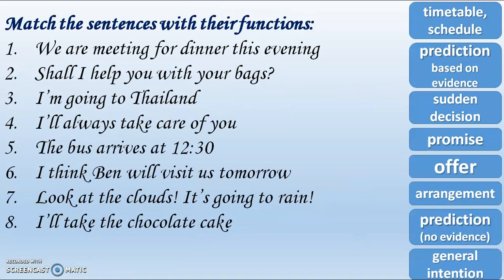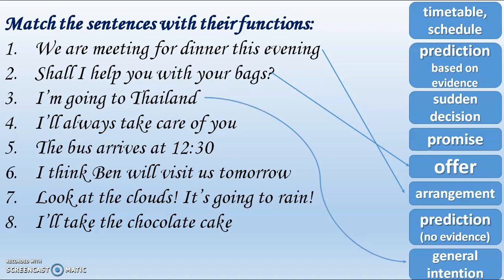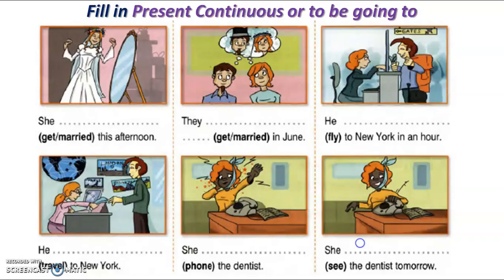Now, you have here to match the sentences with their functions. First one, we are meeting for dinner this evening. What is it? It is an arrangement. It is a personal arrangement, and we have used present continuous. Shall I help you with your bags? It is an offer. I'm going to Thailand. What function is it? A general intention. Try to match the other sentences to their functions or uses.